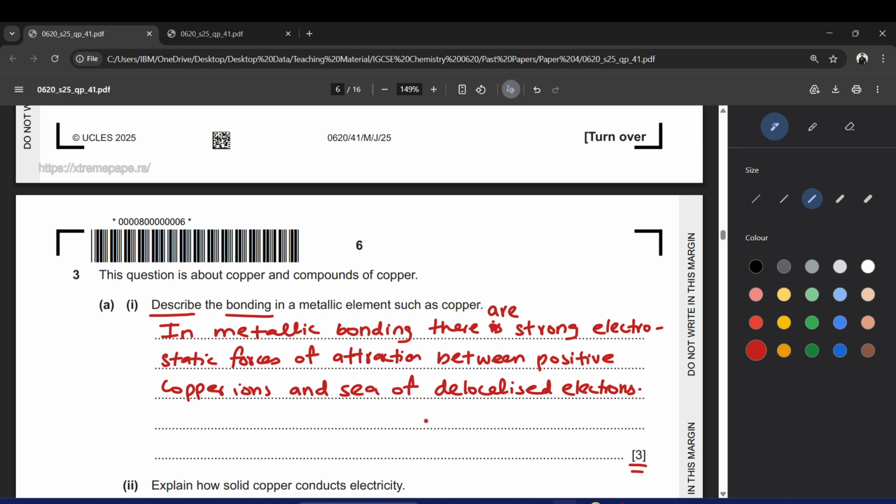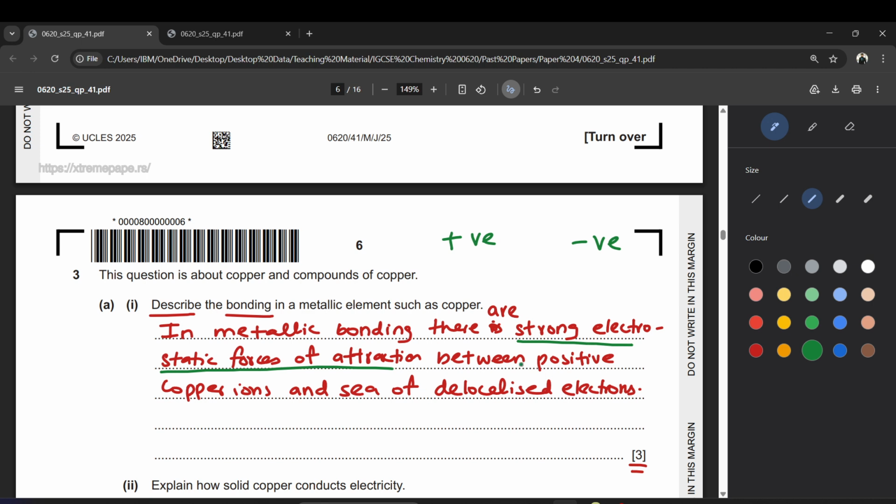Now, in this one description, let us read what part of the definition I have covered over here. First of all, I mentioned that the type of forces which are present are strong electrostatic forces of attraction. Now, what do we mean by this huge word, electrostatic forces of attraction? It just means that there is an attraction between something which is positively charged and something which is negatively charged. You might have studied static electricity if you have studied physics, right? So that is between a positive and negative.